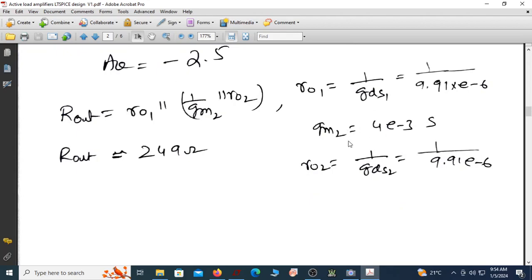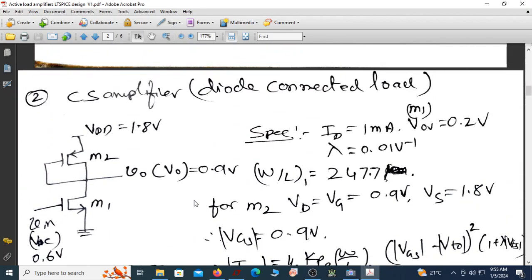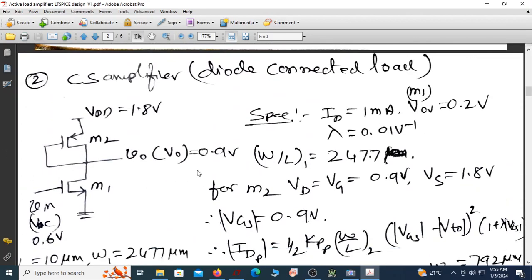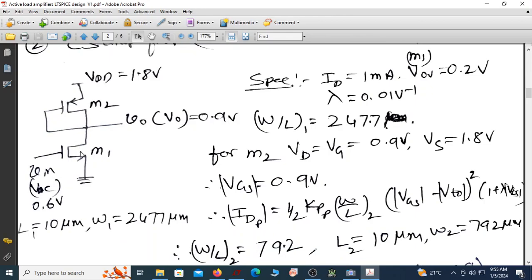If you find this GM2, which is 4 millisiemens, then 1 over GM2 will be 1 over 4 milli, which is 250 ohms. So this 250 ohms in parallel with 100K is almost 250 ohms. That, again in parallel with this, will become almost close to 250 ohms. Now let us see the simulation of this circuit, having these dimensions of the MOSFET with this as 0.6, and since these two are shorted, the dimension of this is 79.2.